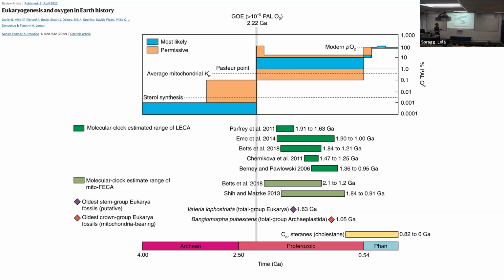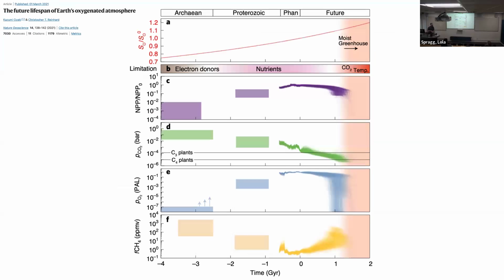And this is just one group, one candidate hard step, eukaryote origination, and one environmental variable, oxygen, and it's only looking at the past. If we look at the future, some people have tried to model how much longer Earth's oxygenated atmosphere will last. This is from Kazumi Ozaki and Chris Reinhard. Here's the present day, and then you have 2 billion years into the future, and essentially in their models, you see here the collapse of Earth's oxygen-rich atmosphere.